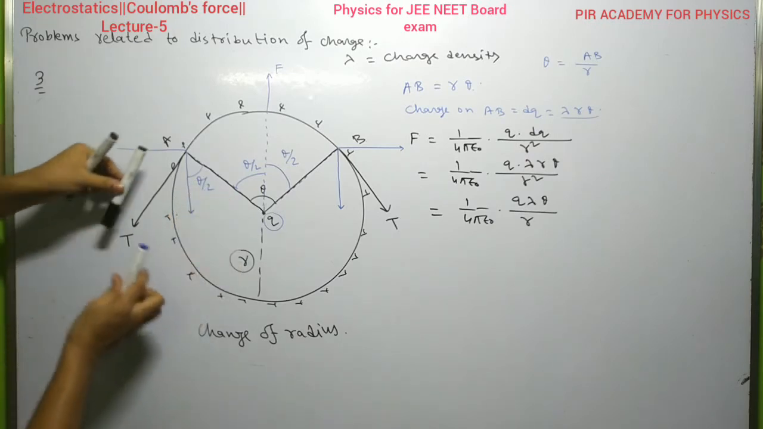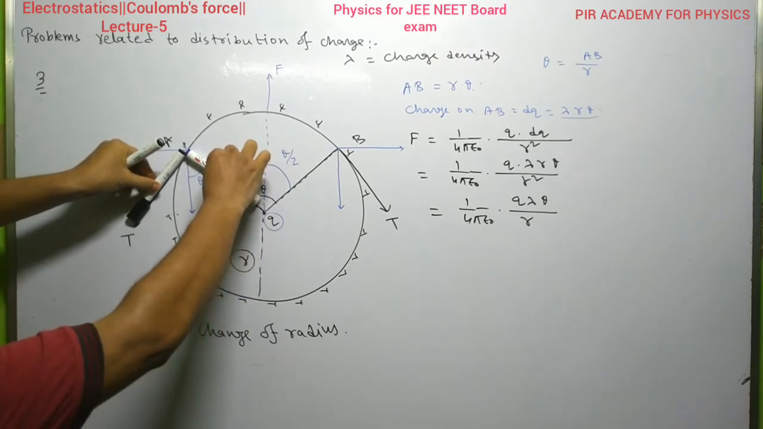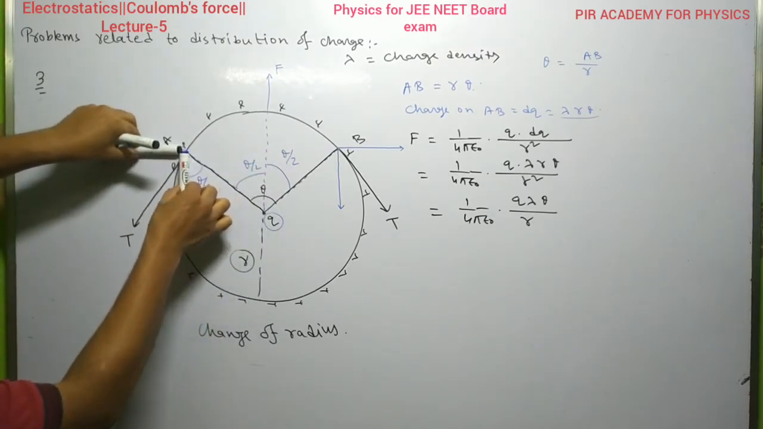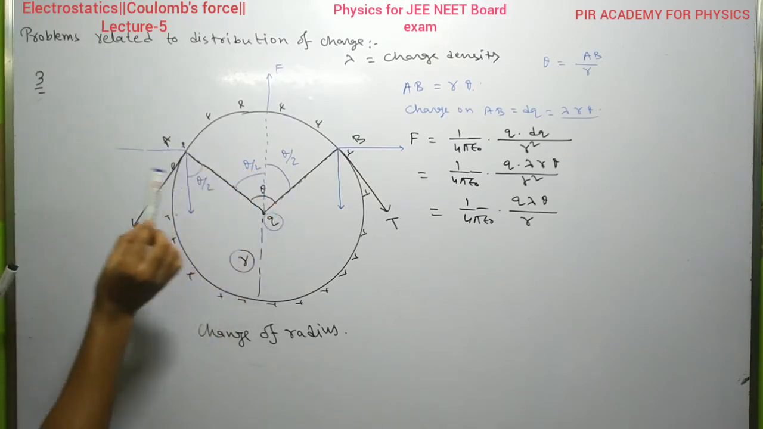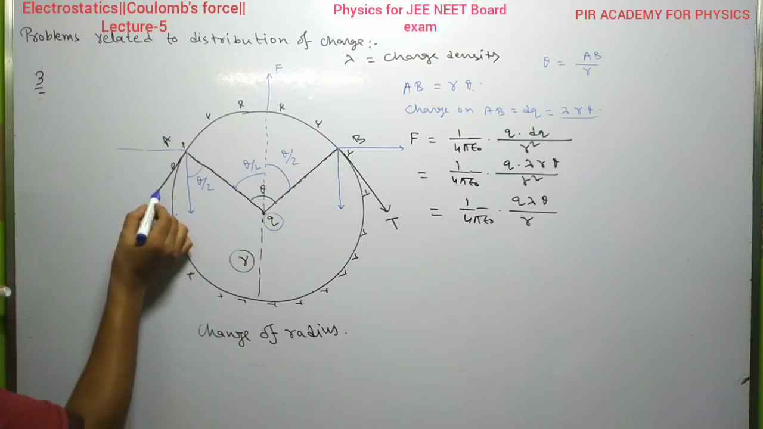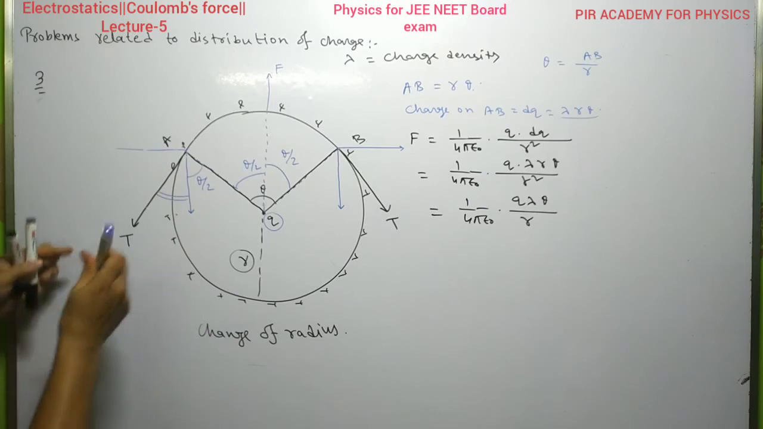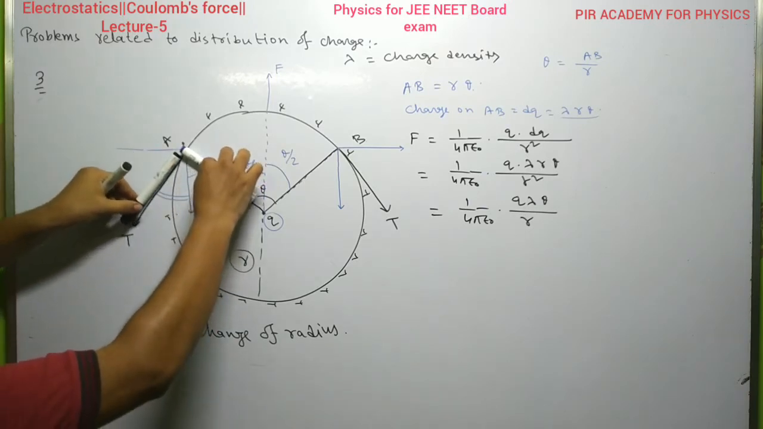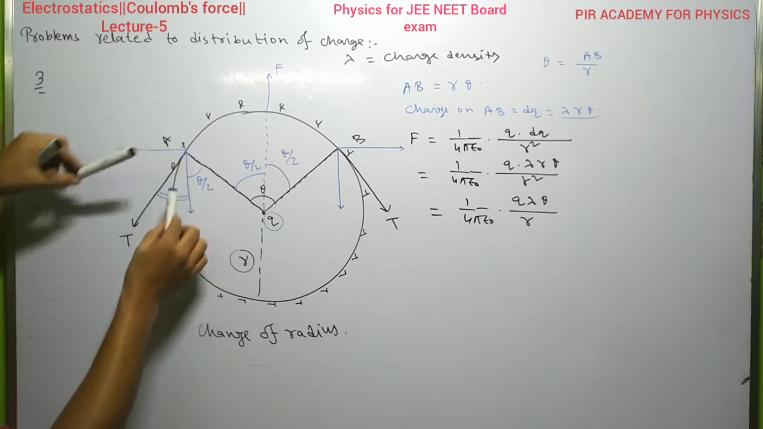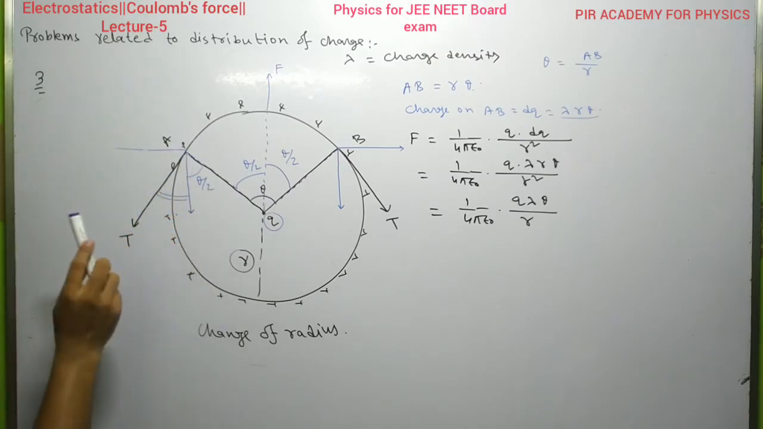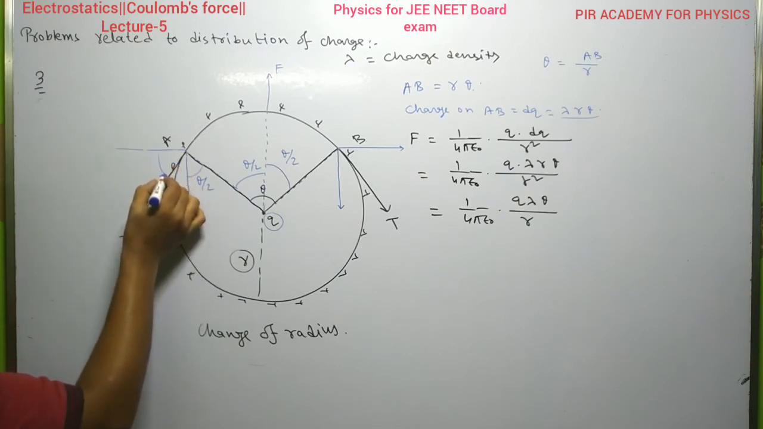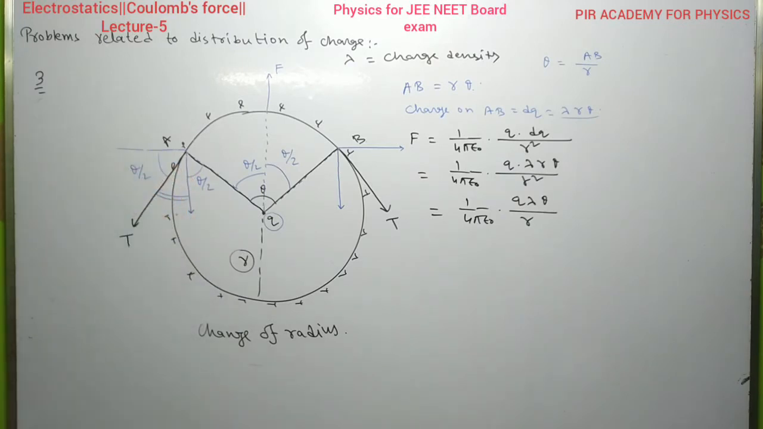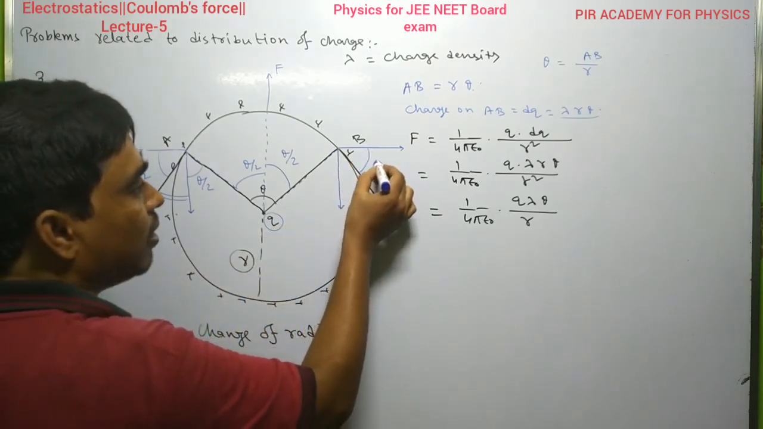Now this angle is 90 degrees and this angle is 90 degrees. So both are 90 degrees, and this angle is common. So if this is theta by 2, it must be theta by 2. So in this way, it must be theta by 2.